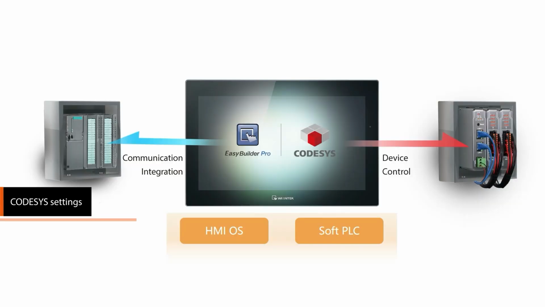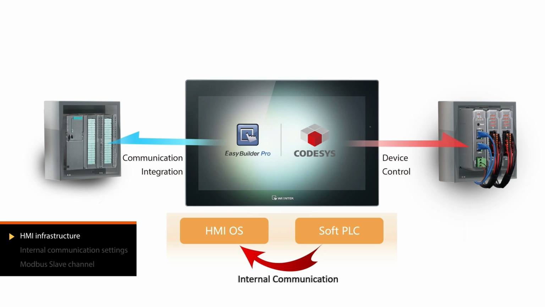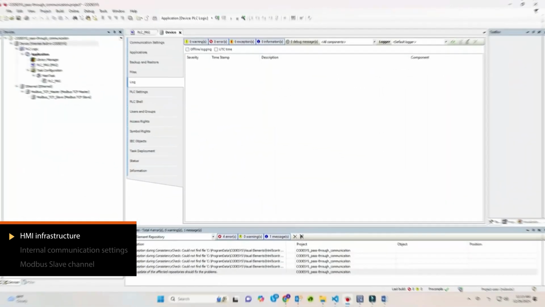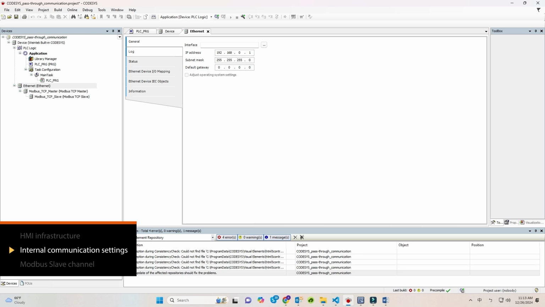In Weintek's HMI product, the built-in CODESYS and HMI function as two independent systems connected through a dedicated internal communication channel. This channel enables the HMI to operate as a Modbus server and access the registers of PLCs from other manufacturers when an address mapping table is configured. In the CODESYS project, it is necessary to set up CODESYS to access the HMI's Modbus server via internal communication.